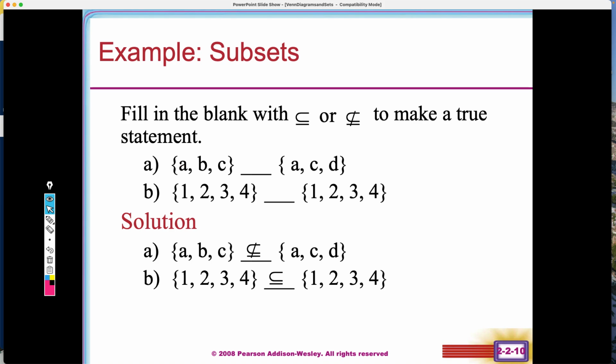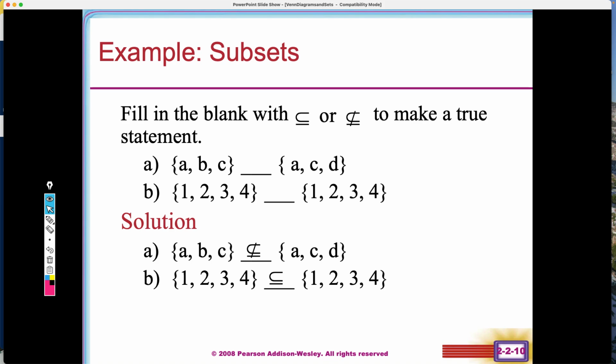But the last one is 1, 2, 3, 4, and 1, 2, 3, 4. These are subsets of each other, and actually they are equal to each other as well. So we can use this symbol. Again, the one on the left has to have all the elements, all the same things that are in the one on the right.